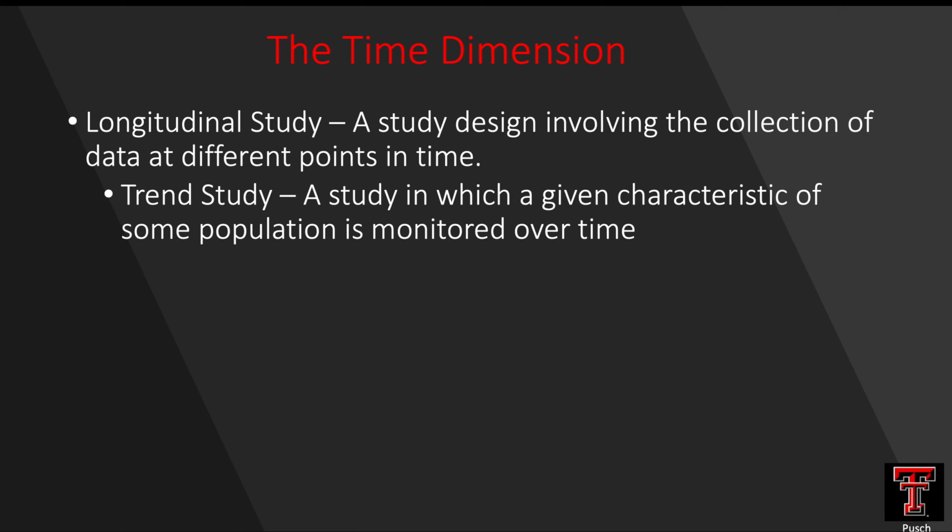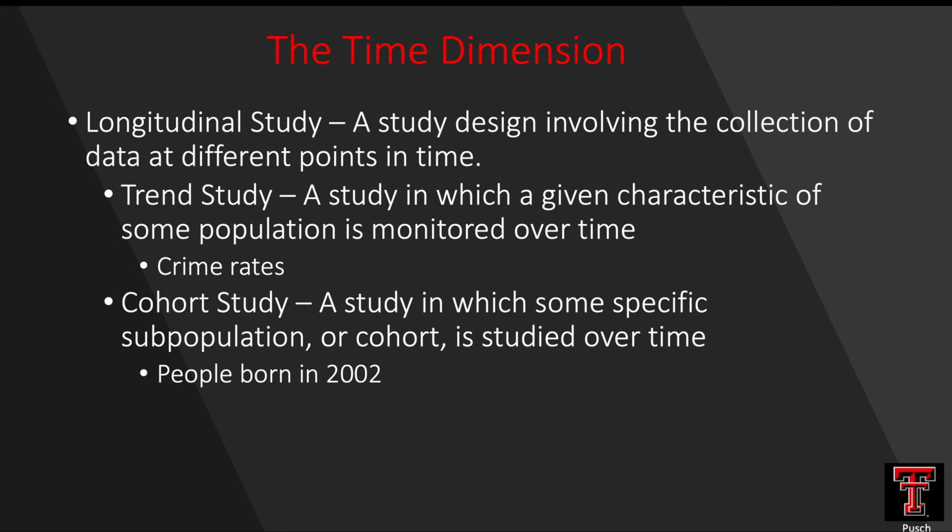So a trend study is a study in which a given characteristic of some population is monitored over time. So crime rates, that's a good one. We're not following the same people over time and seeing if they're committing crime. We're just calculating the number of crimes that's happening, say in Lubbock every single year, and seeing if crime rates are going up and down. It doesn't mean that we're trying to figure out if it's the same people committing these crimes. We just want to see how much crime is happening. This is the sort of easiest type of longitudinal study to do.